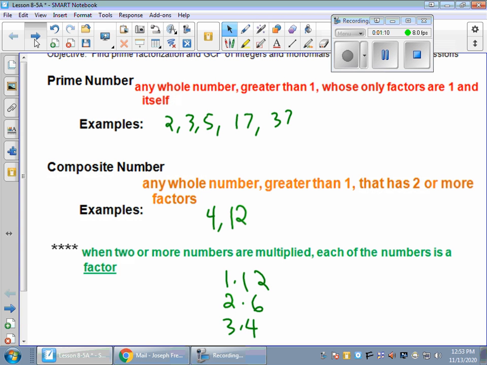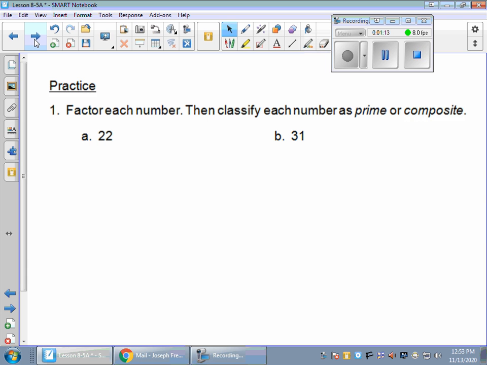Next slide I want to take a look at is factor each number and classify as prime or composite. So we have the number 22. You have 1 times 22, but yes, it's even, so it can be broken down, 2 times 11. That is a composite number. The number 31 is only 1 times 31. That makes it a prime number.